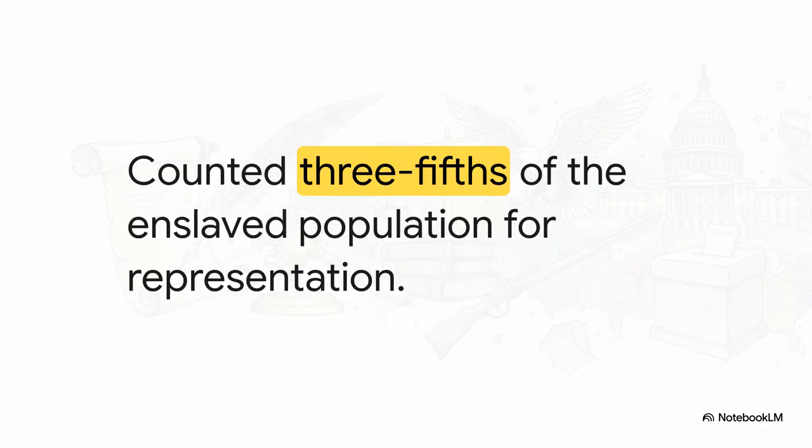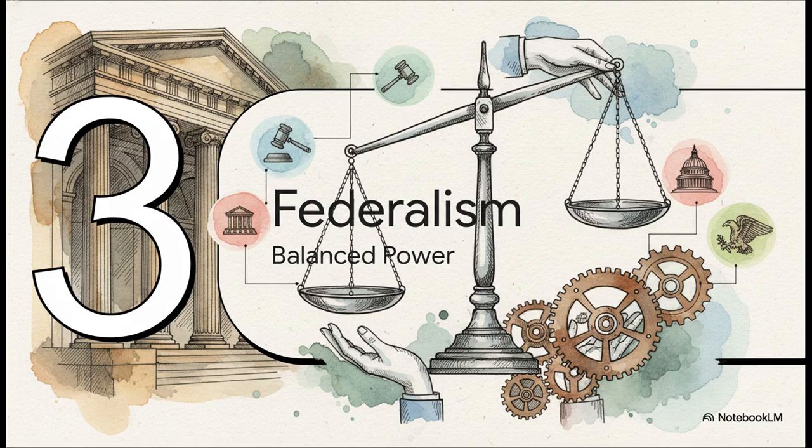Now, we really have to acknowledge that this early blueprint had some severe moral and political contradictions built right into it. The 3/5 Compromise counted 3/5 of the enslaved population for the purposes of representation and taxation. The institution of slavery was a massive point of contention at the convention, and rather than resolving the profound contradiction it presented to a nation built on liberty, the framers compromised on it, just to keep the southern states in the Union.